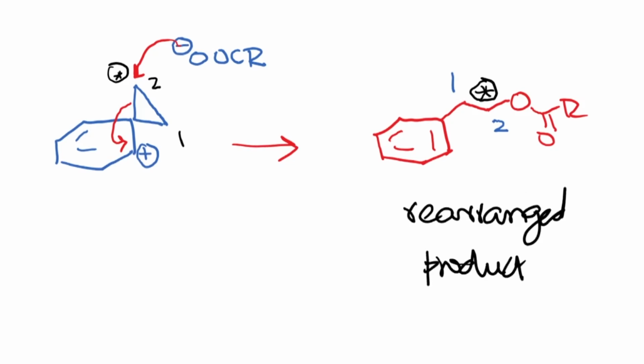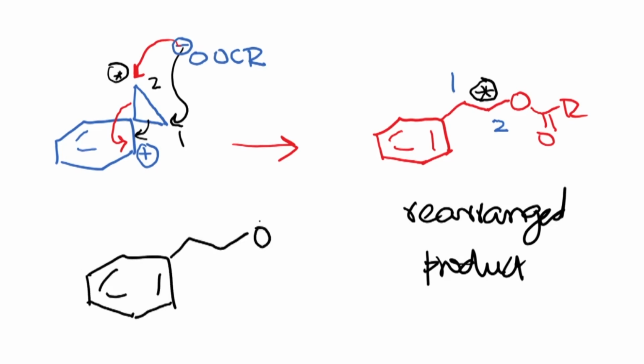product. Okay, and to complete the discussion, if the attack happens here, you have this bond being broken, and you end up with OC double bond OR, and so the label is here. This is 1, this is 2, and so this is the unrearranged or the non-rearranged product. Okay, so there's additional evidence that we can get.